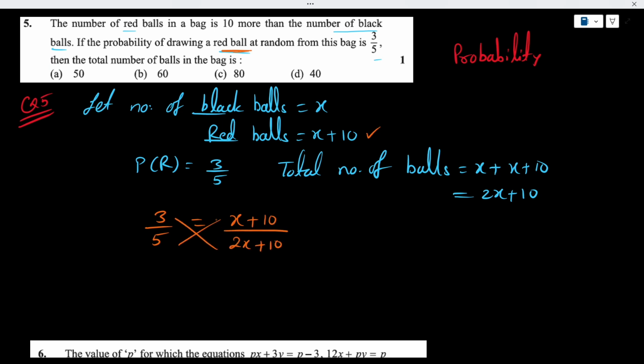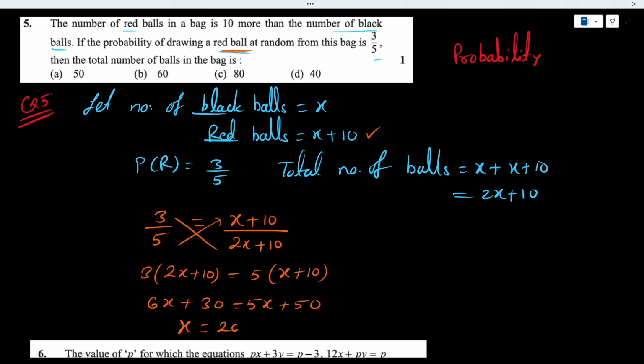Now after that you can do cross multiplication. 3 times (2x plus 10) is equal to 5 times (x plus 10). Then you do further simplification. It is 30 equals 5x plus 50, right? Now if I transpose, it will become x equals 20.